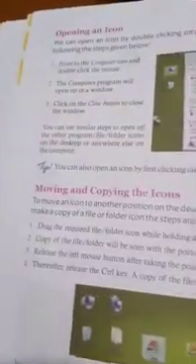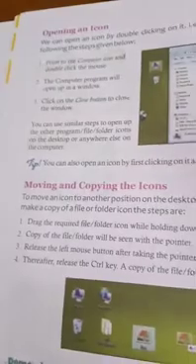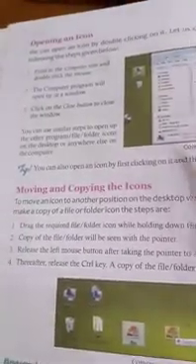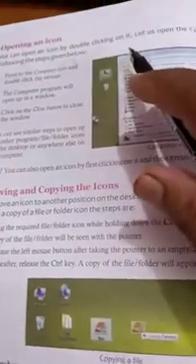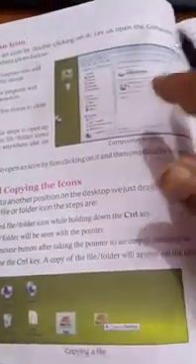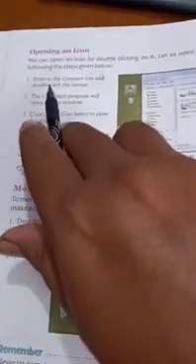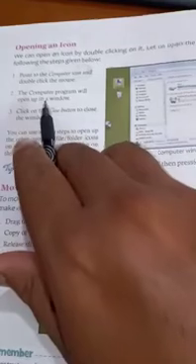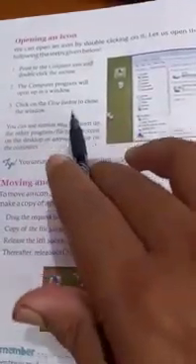Okay, so we start opening an icon. Students, that is very easy. When you want to open any icon, we can open it by double clicking on it. Let us open the computer icon by following the steps given below. Point to the computer icon and double click the mouse. The computer program will open up in a window. Click on the close button to close the window.